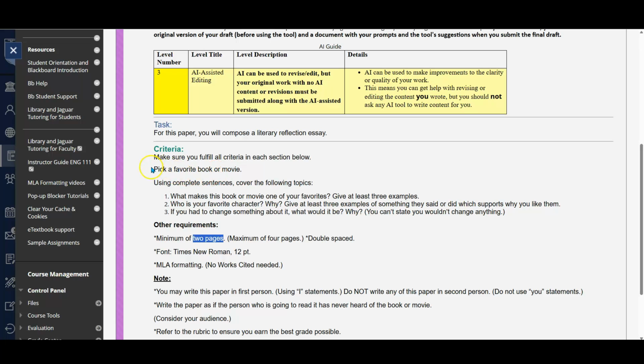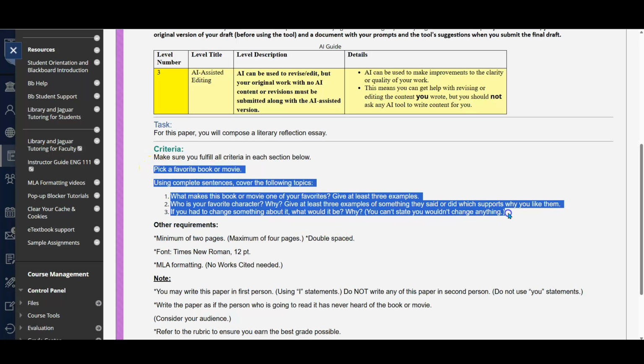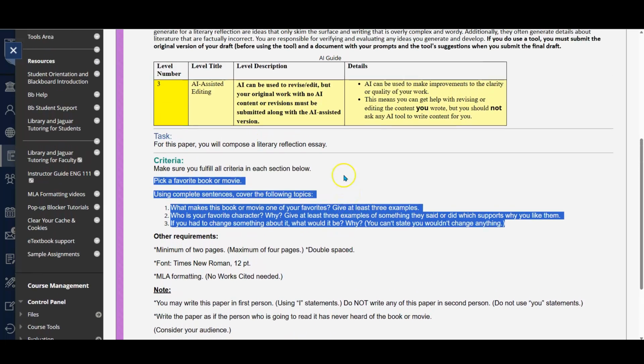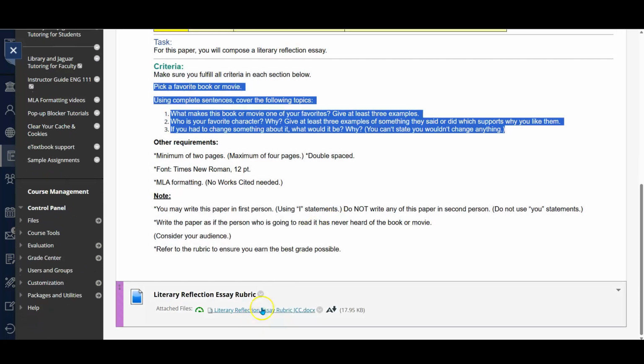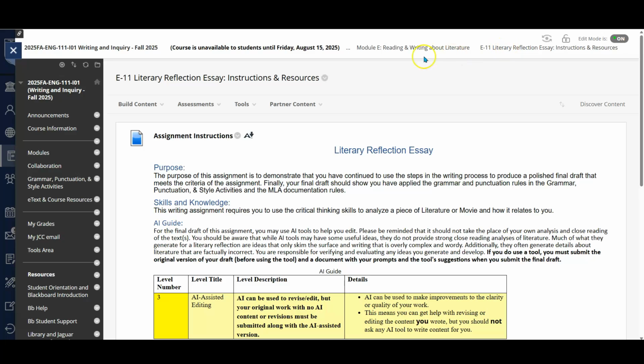It seems kind of simplistic. People go, wow, this is really easy compared to whatever. But again, literature is a lot different from research. In this regard, this is very personal. So that's what we're trying to shoot for here. And then there's the rubric down there.